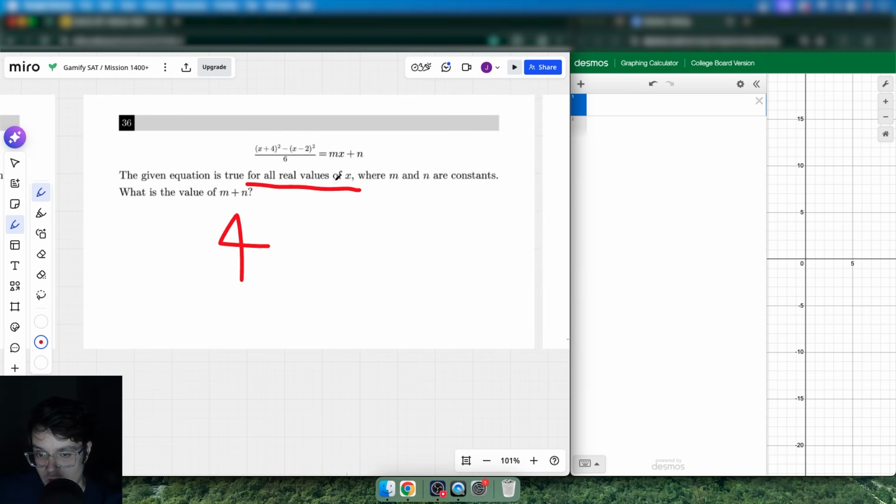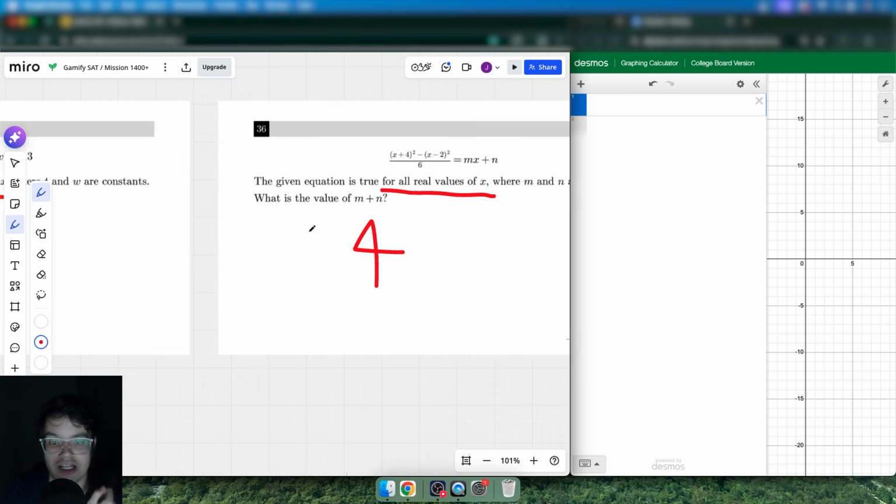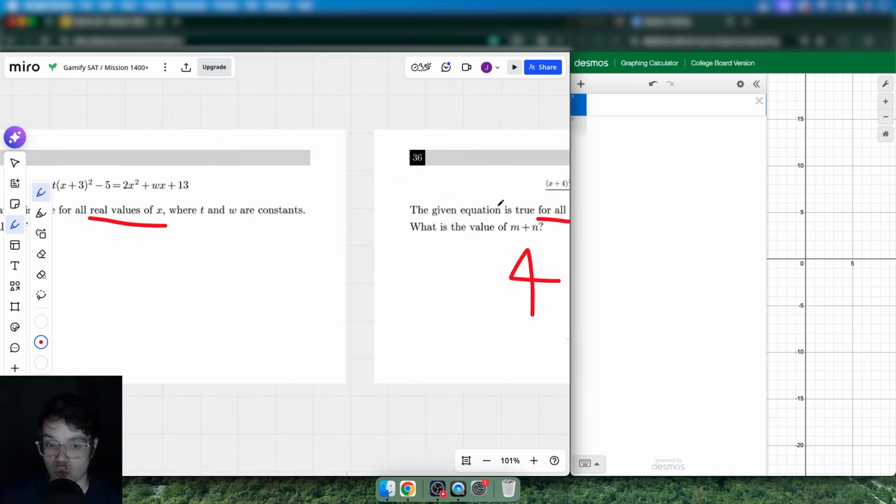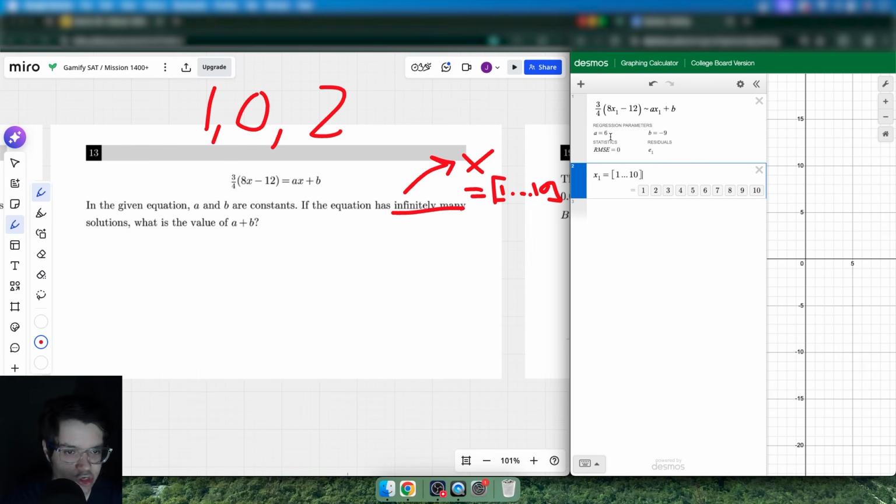When this says it's all real values of x, it's basically saying there are infinitely many solutions. Same thing for this one, same thing for this one. So it's just another way of saying what we've already been doing. So yeah, we get here a equals 6, b equals negative 9. So we can just do a plus b, and that gives us negative 3.